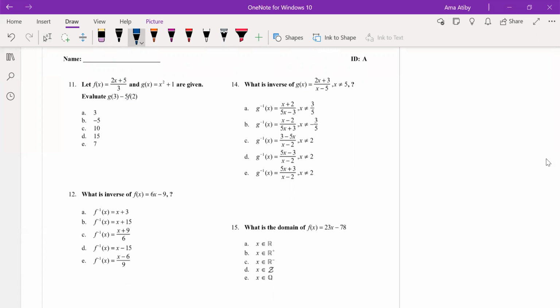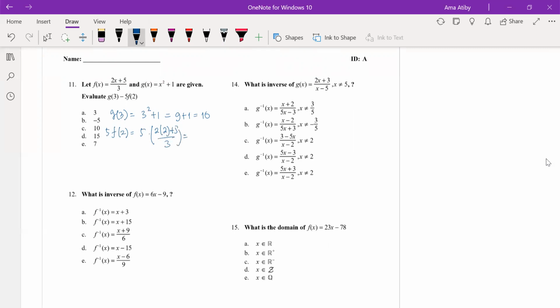So this question is about evaluating g of 3 minus 5 times f of 2. So firstly we find what is the function of g of 3 by substituting. So we got 3 squared plus 1 equals to 9 plus 1. So it is 10. And then 5 times f of 2 is 5 times, f of 2 is, we are substituting, 2 times 2, right, plus 5 over 3.